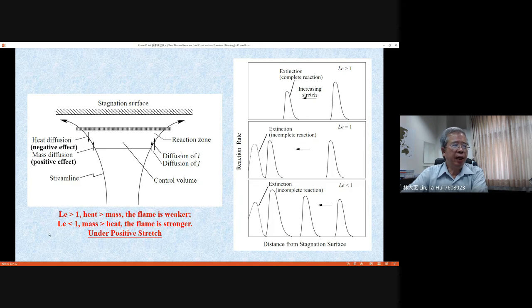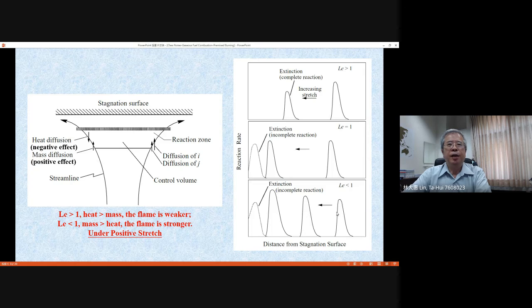Conversely, we look at the case of Lewis number smaller than 1. Here the mass diffusion in the denominator is stronger than the heat, which means the positive effect is stronger than the negative effect, then the flame should be stronger. This is an example here.